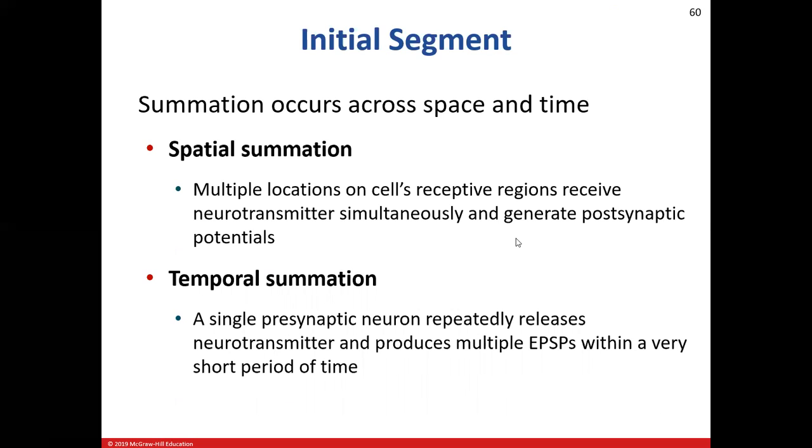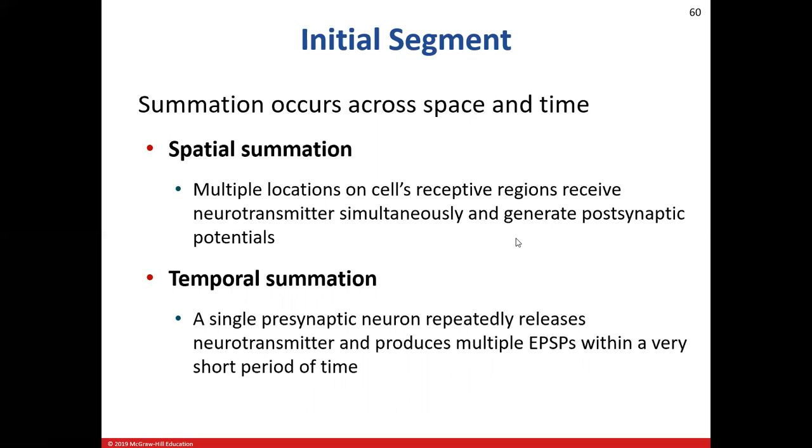So we have a couple different types of summation that occur across space, but also across time. With spatial summation, this is where we have multiple locations on a cell's receptive region receive the neurotransmitters simultaneously, and they generate postsynaptic potentials. So these are occurring over a wide area or over a space.